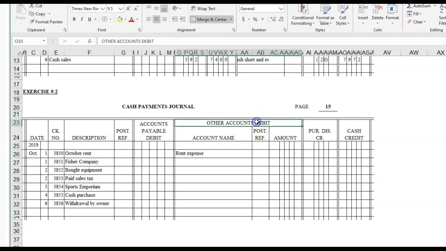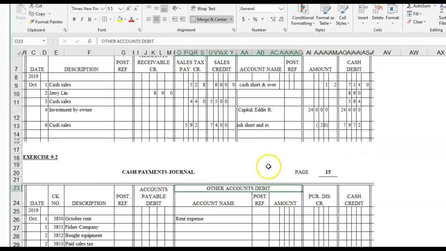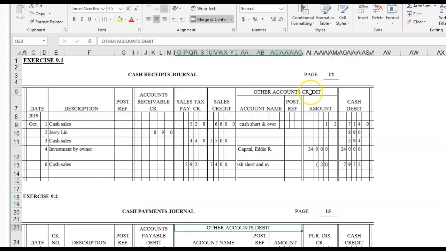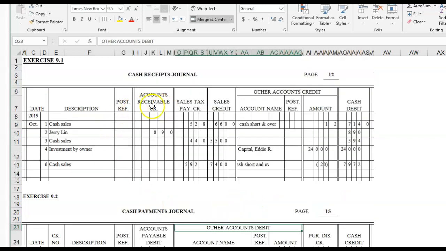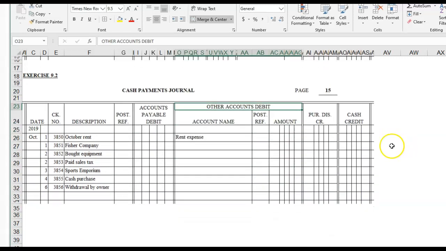Notice up here it says other accounts debit. We know all expenses are debits. We have accounts payable debit, purchase discounts credit, cash credit. Up here we had other accounts credit, accounts receivable credit, sales and taxes credit. So you see the cash payments journal is just the opposite. These are debit balances with the cash credit, and these are credit balances with the cash debit. Cash debit is when cash is coming in, and cash credit is when cash is leaving us.